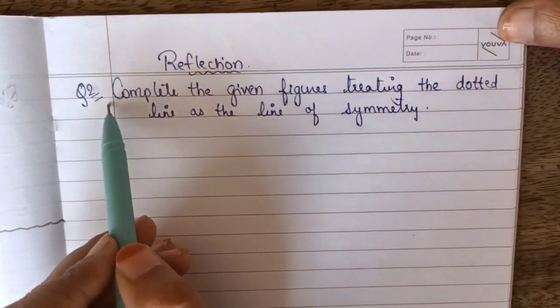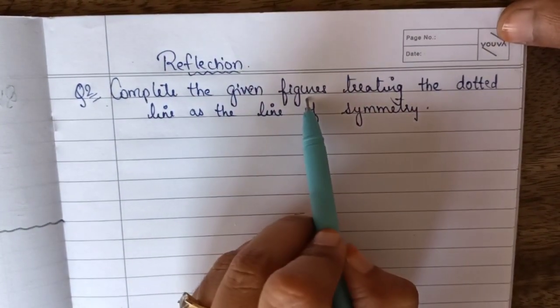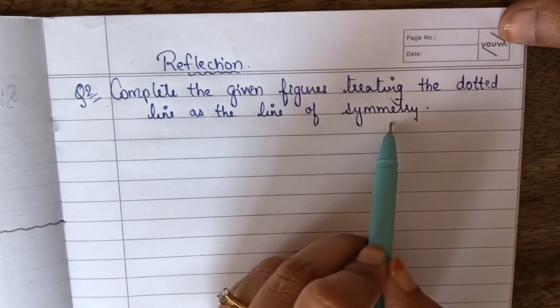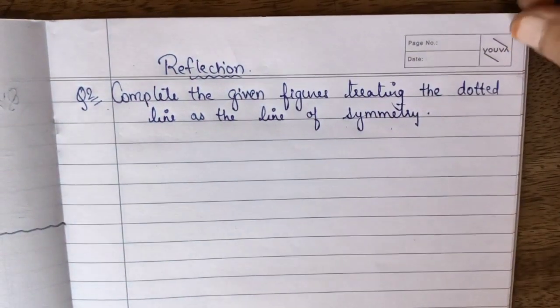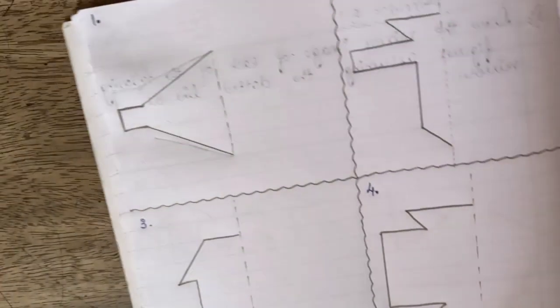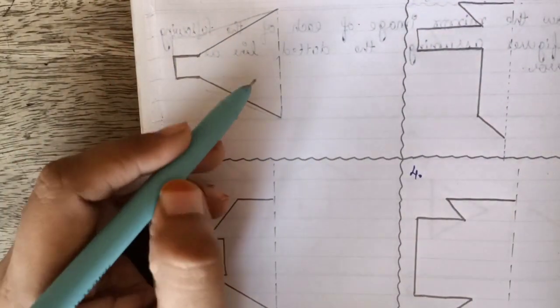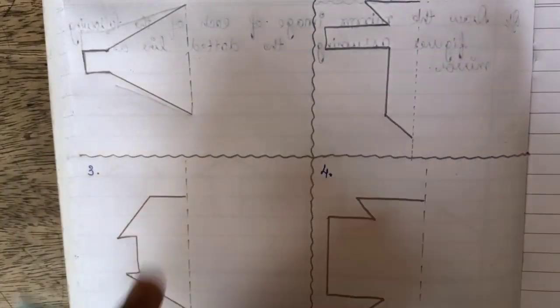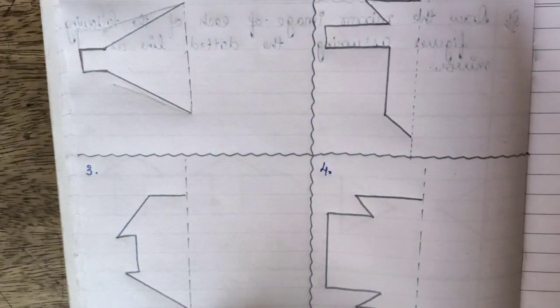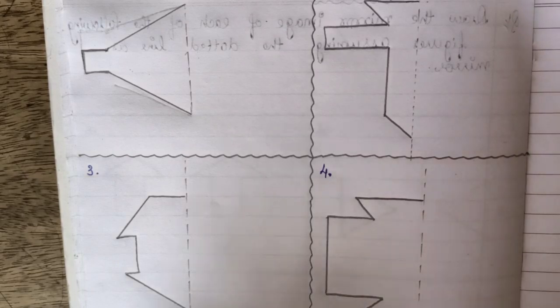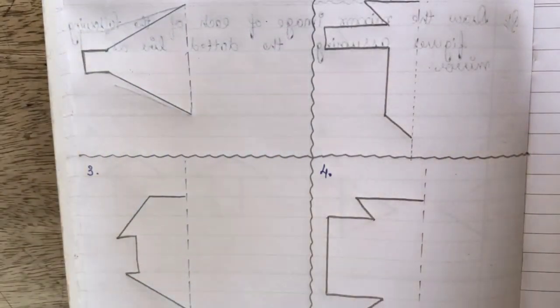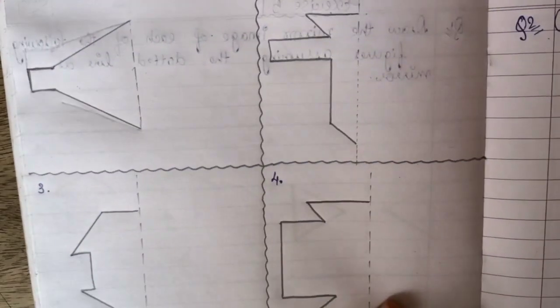Now question number 2 is: complete the given figure treating the dotted line as the line of symmetry. Now you have to imagine that these dotted lines are the symmetry line. Now you have to complete its half. Here only half the diagram is given and half the diagram you have to complete. Okay, so how will you complete this half diagram? By drawing its reflection.